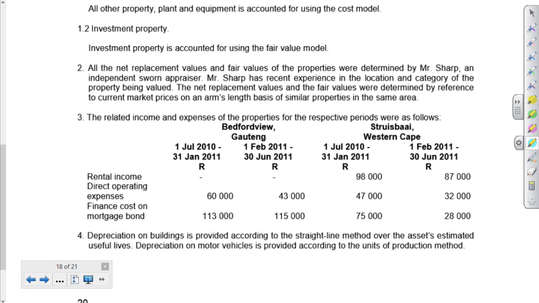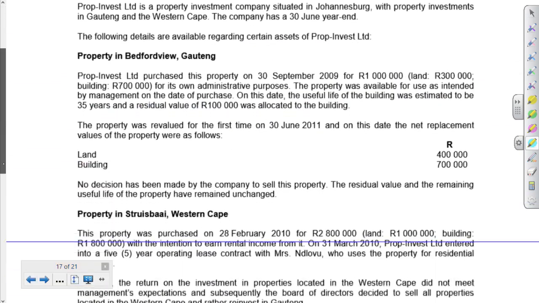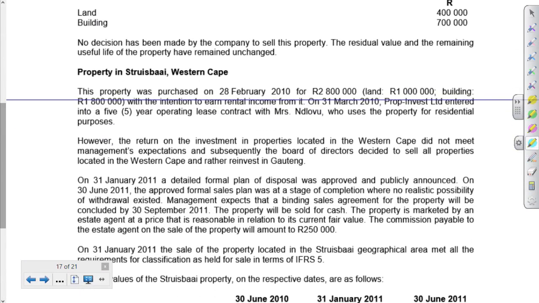disclosure. Most of the marks, I imagine, are going to be in the impairment piece for that one line, isn't it? That loss on remeasurement. Because you're probably going to have to do some work on this Strathspey property. Let's see. The property was purchased February 10 with the intention to earn rent from it. So it was an investment property.